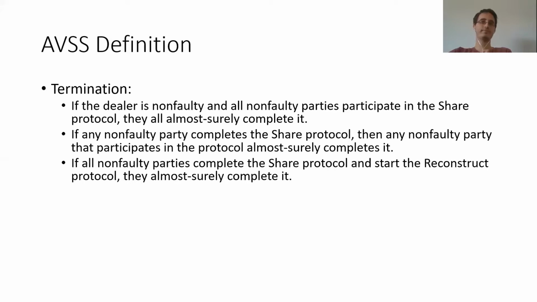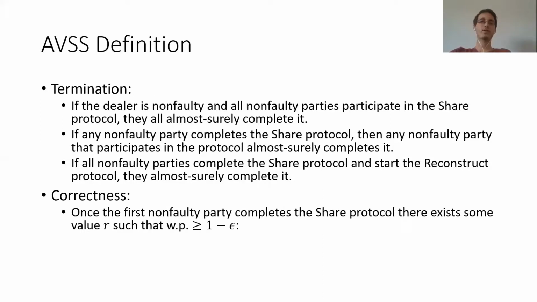First of all, termination. If the dealer is non-faulty and all non-faulty parties participate in the share protocol, they all almost surely complete it. Secondly, if any non-faulty party completes the share protocol, then any non-faulty party that participates in it completes it as well, almost surely. And finally, if all non-faulty parties complete the share protocol and start the reconstruct protocol, they almost surely complete it as well.